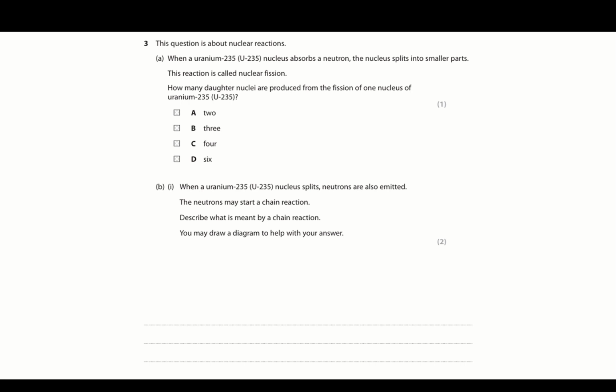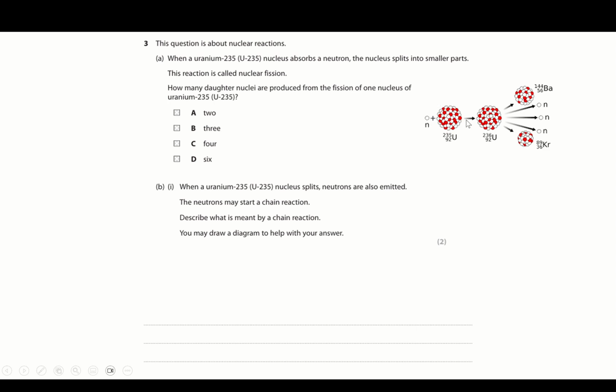Okay, question 3. So when uranium-235 absorbs a neutron, the nucleus splits. This is called nuclear fission. How many daughter nuclei are produced? So we know we split it into 2 smaller bits and we make 2 to 3 neutrons. So it's trying to catch us out. We can see that there.